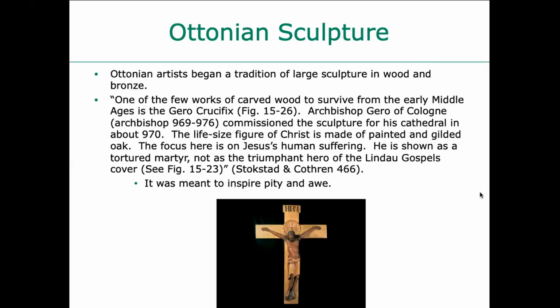So Ottonian artists began a tradition also of large sculpture in wood and bronze. We read in our textbook, one of the few works of carved wood to survive from the early Middle Ages is the Giraud crucifix. Archbishop Giraud of Cologne commissioned the sculpture for his cathedral in about 970. The life-size figure of Christ is made of painted and gilded oak. So it's actually life-size.